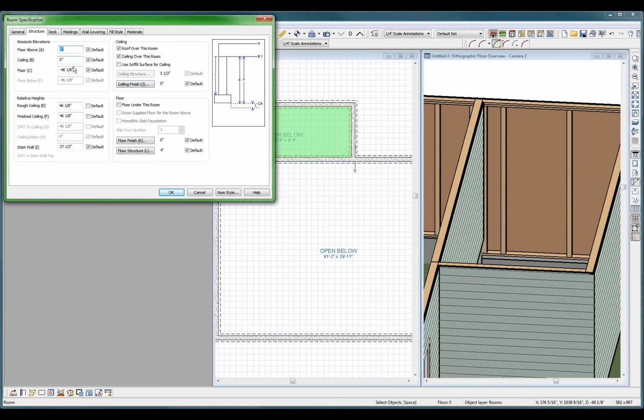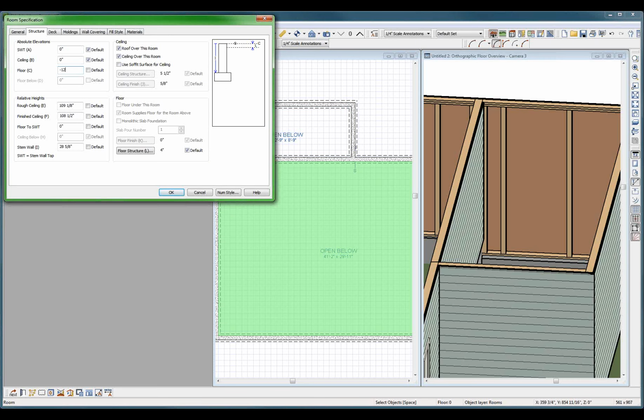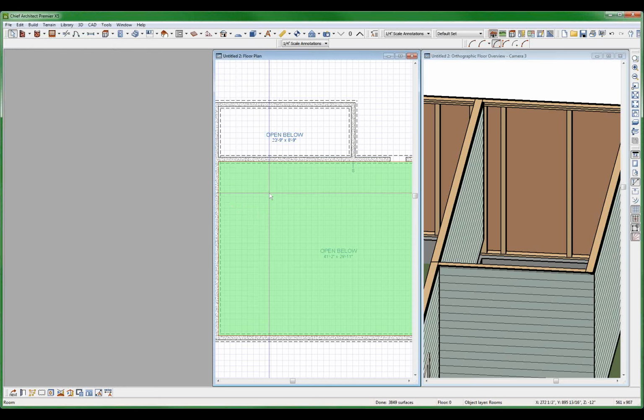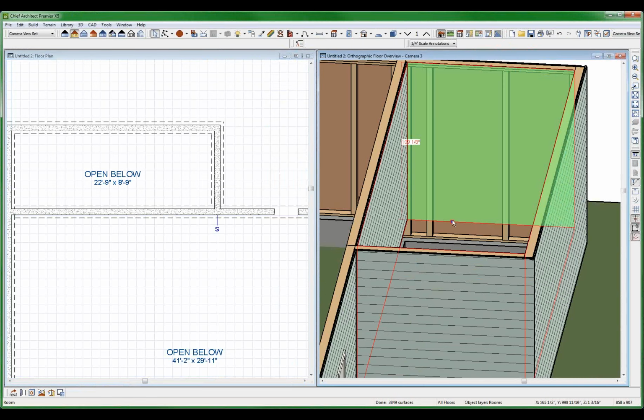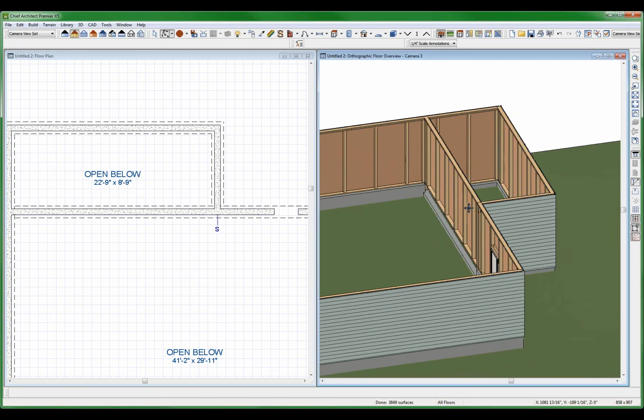Well, how about this? I want the ceiling at 0, and I want the floor at minus 12. Okay. 0 minus 12. You think I did it? F6. Nope, I still didn't do it. Look at this. I mean, I should be able to control that.